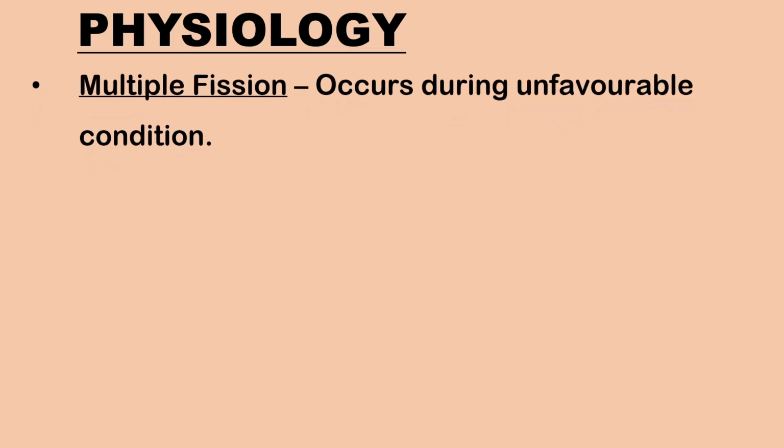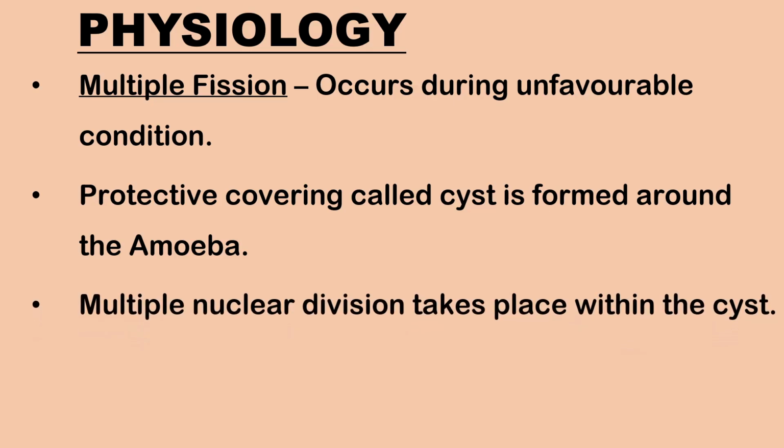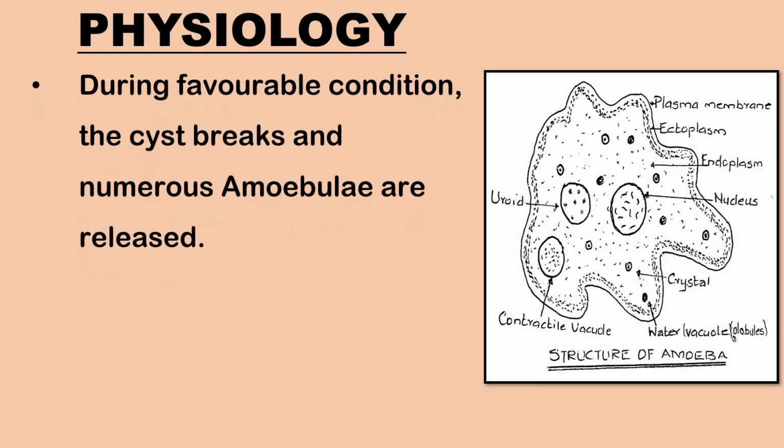During unfavorable condition, amoeba reproduces by multiple fission. The amoeba forms a protective covering called cyst around itself. Multiple nuclear divisions take place within the cyst. Each nucleus is enclosed by a small portion of cytoplasm. During favorable condition, the cyst breaks and numerous amoebulae are released.